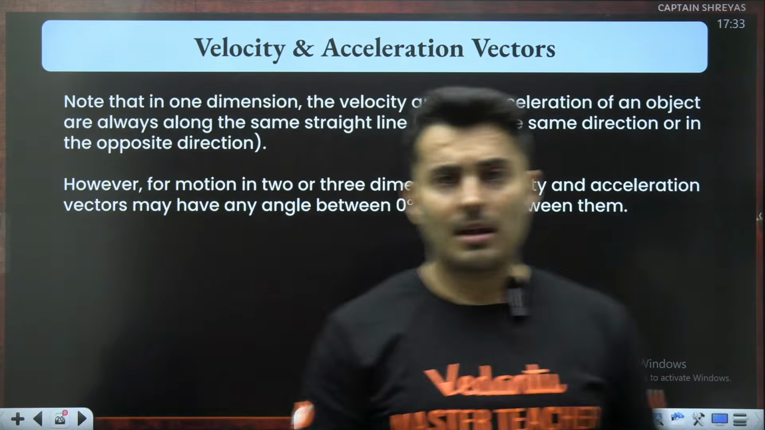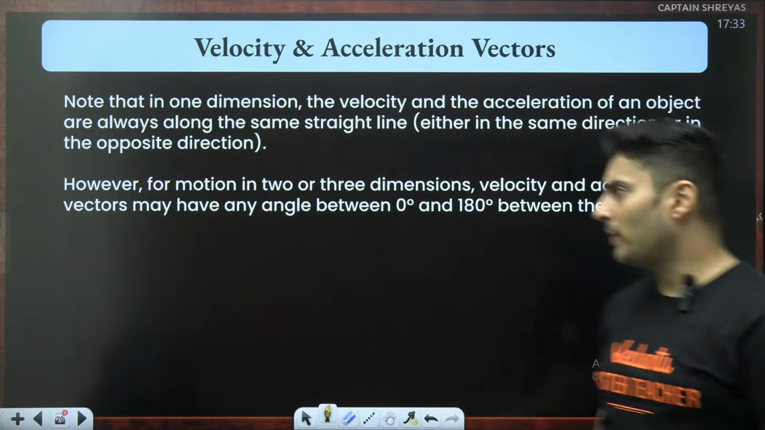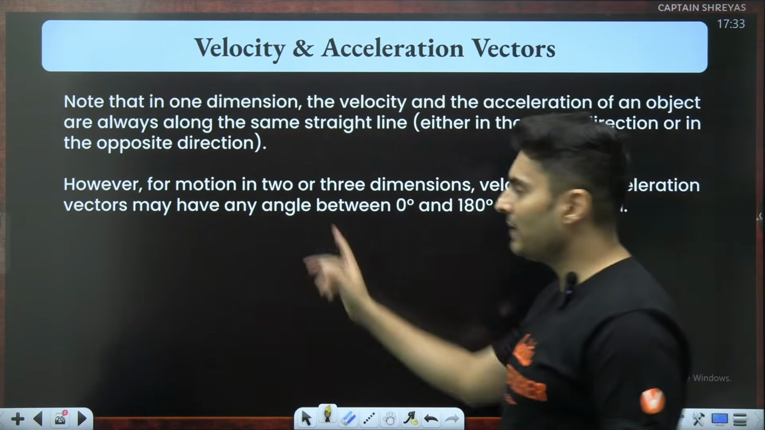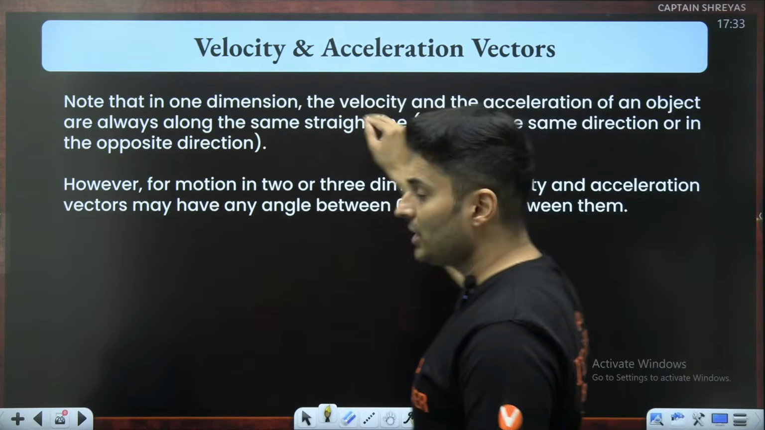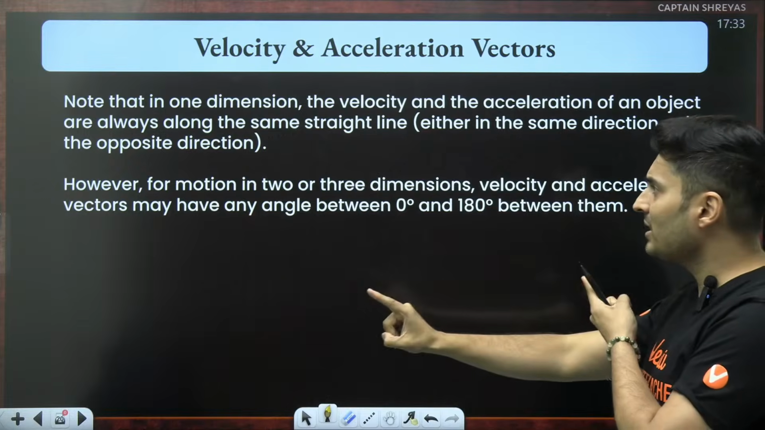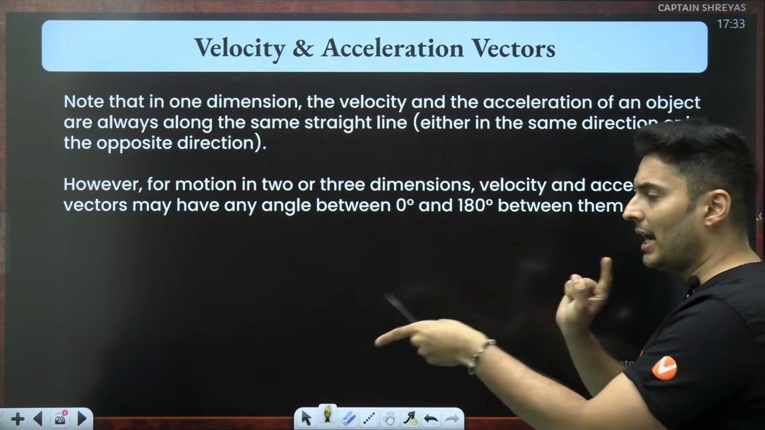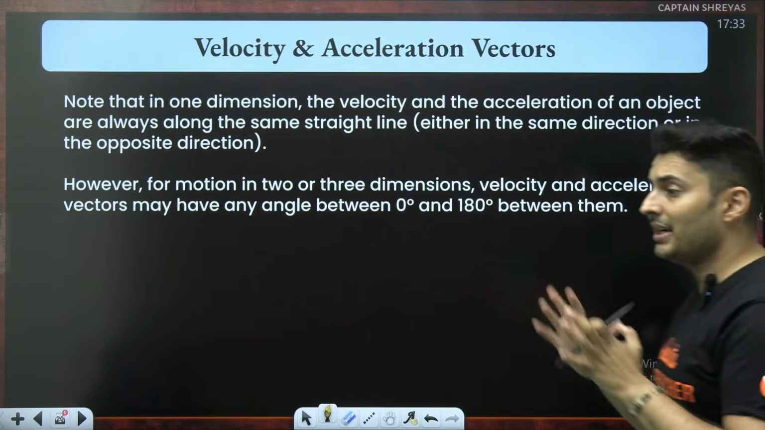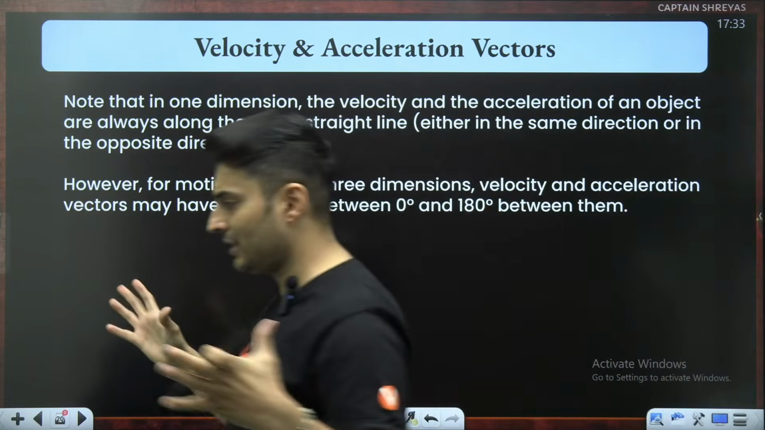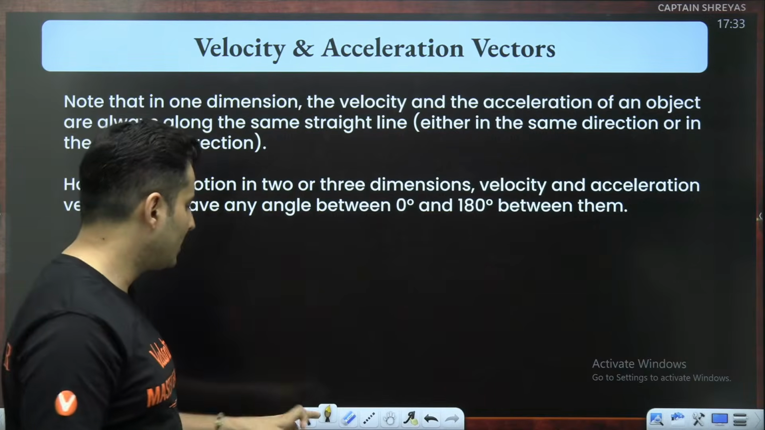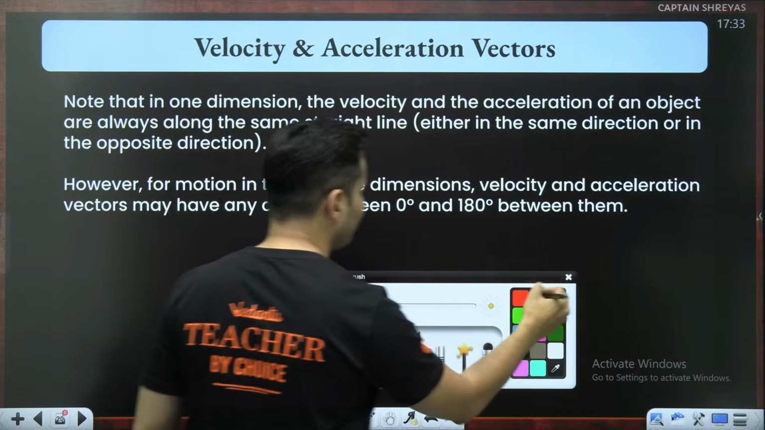Now, before we proceed to final set of problems, I want you to understand this very clearly. Very, very important. In one-dimensional motion, velocity and acceleration are always along the straight line, either parallel or anti-parallel. But for motion in 2D or 3D, velocity and acceleration can be in any direction. Velocity and acceleration can have any relative direction, understand what it means.